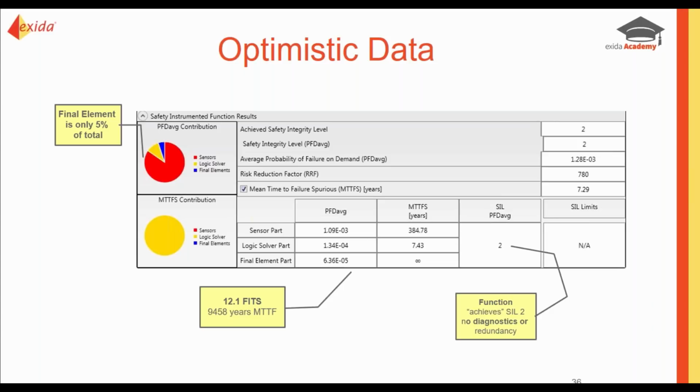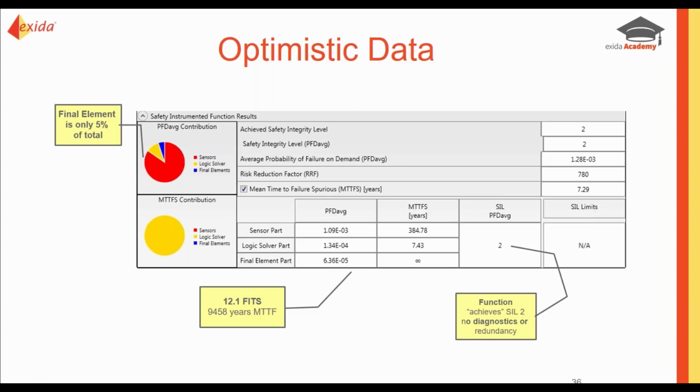So take for example, we have our sensors, our logic solver, and our final element together. And we are achieving a SIL 2 with no redundancy and no diagnostics. You might think that this is wonderful, this is great. For your final element, your valve, solenoid, and actuator together, you might think that these are the best products ever because they are only 12 FITs. So the mean time to fail would be almost 9,500 years. How does that sound?